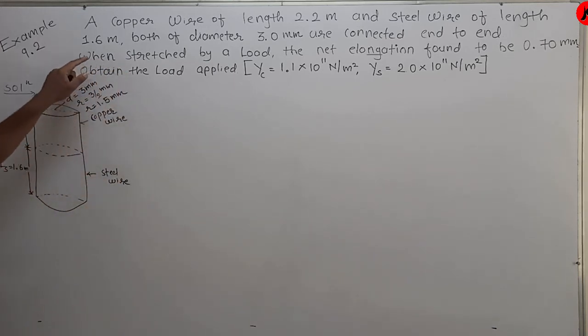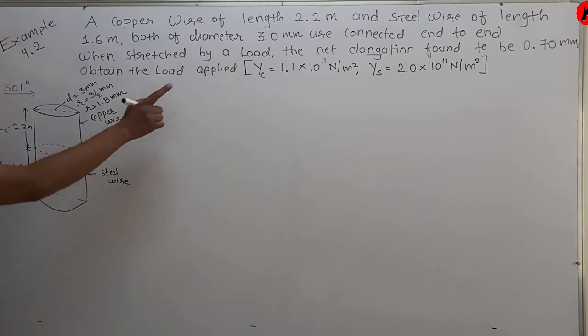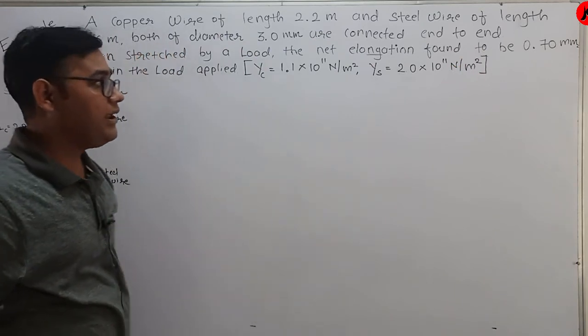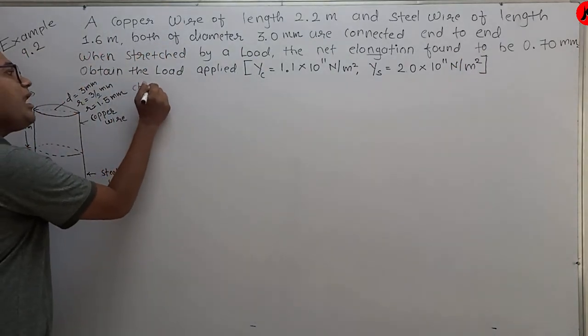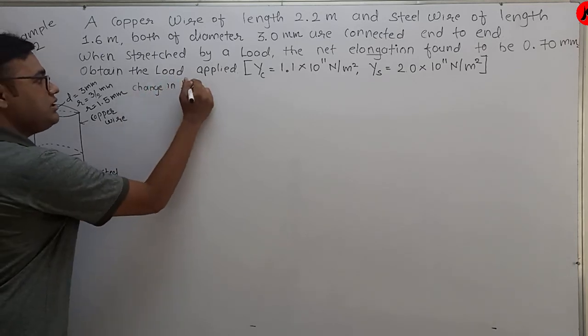Now what we have, when stretched by a load, the net elongation is found to be 0.70 mm. So net elongation means change in length. Net elongation means change in length.